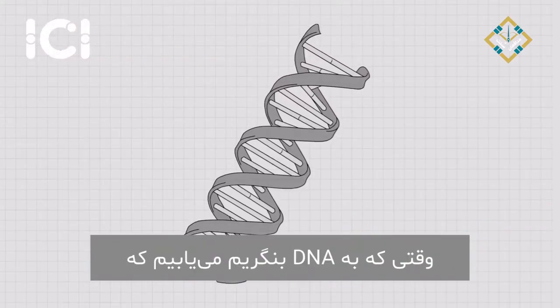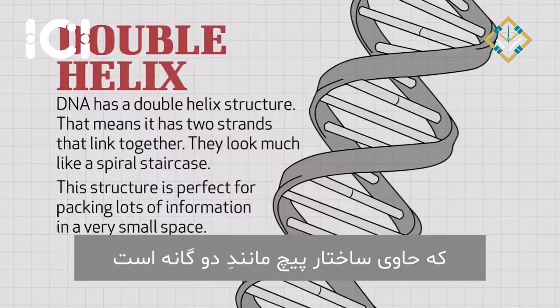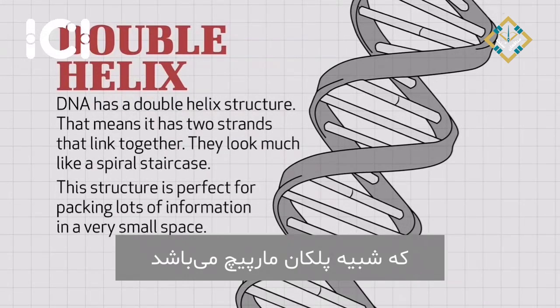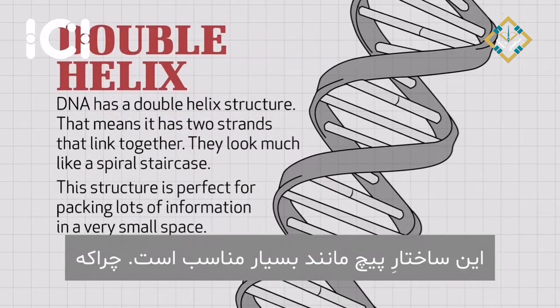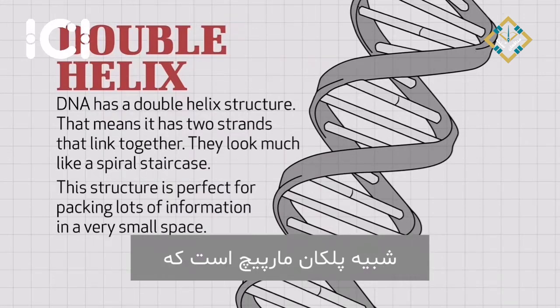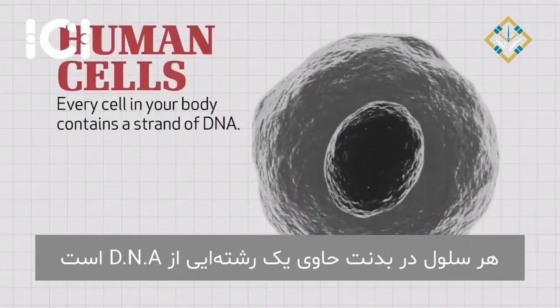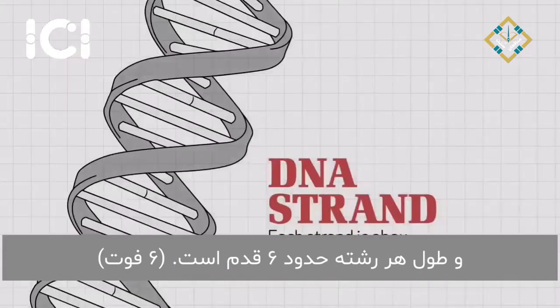As we look at that DNA, we see that it has a double helix structure. That means it has two strands that link together, and they look much like a spiral staircase. This structure is perfect for packing lots of information in a very small space. Every cell in your body contains a strand of DNA, and each strand is about 6 feet long.